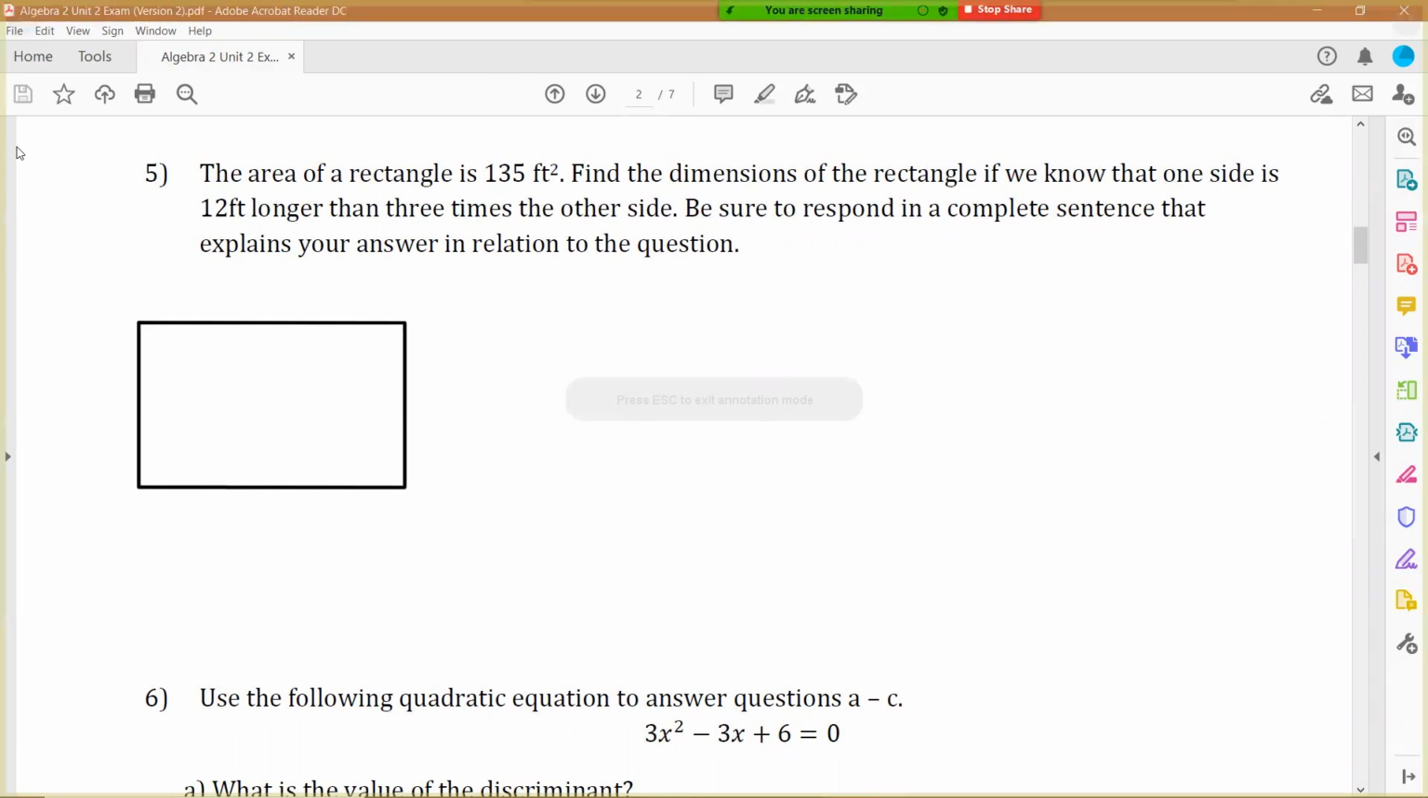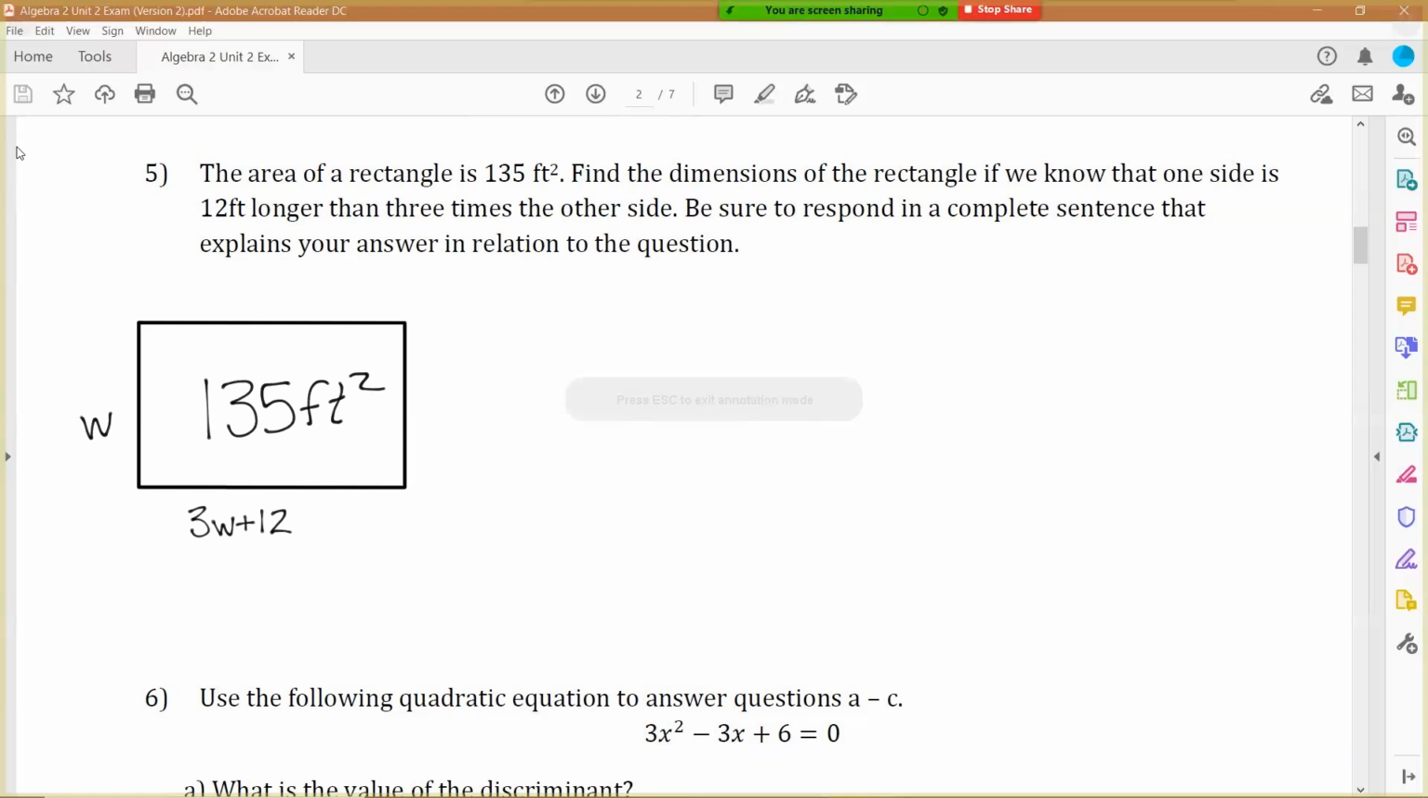Moving to the back. So on the back page, we have the area of a rectangle is 135 feet squared. Find the dimensions of the rectangle if we know that one side is 12 feet longer than 3 times the other side. So 3 times the other side plus 12. And I'm just going to use W for the other side, the width.